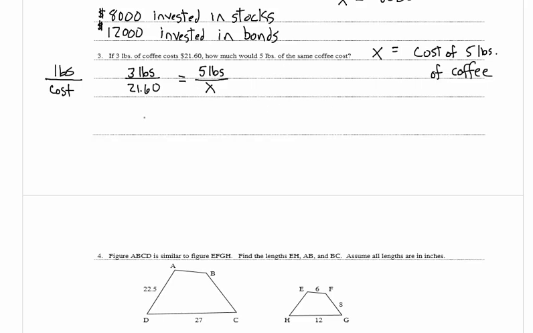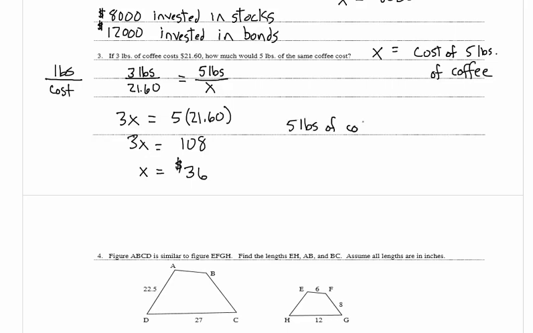So now we're going to cross multiply, and we get 3X is equal to 5 times 21.60. And 5 times 21.60 is 108. So I have 3X is equal to 108. And X is equal to 108 divided by 3, which is 36. And this was in dollars. So we can say that 5 pounds of coffee cost $36.